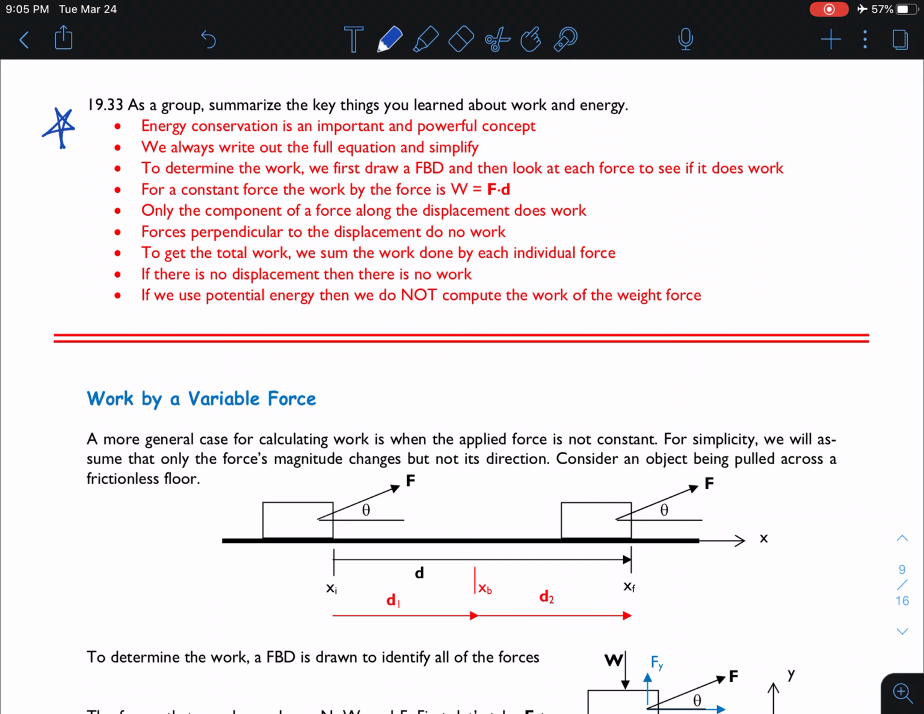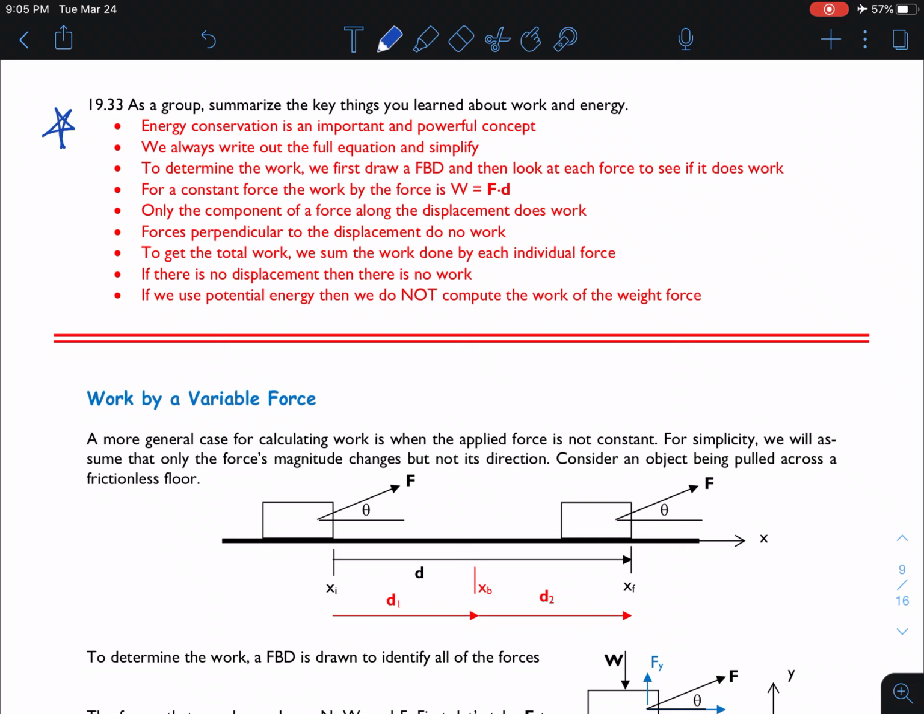Again, we always write out the full energy conservation equation, then we simplify. I try to show that in quite a few problems so far, and we will be doing that in the next chapter in even more detail. This is still chapter 7, and this chapter focuses more on the work term in the energy equation. But we do relate the work term to the other energies, so we still need to use energy conservation. To determine the work, we still need a free body diagram.